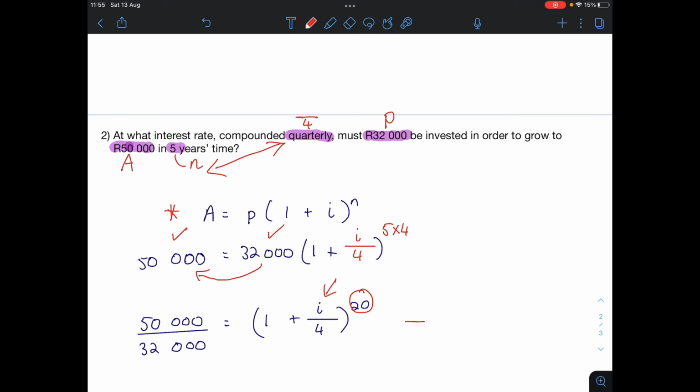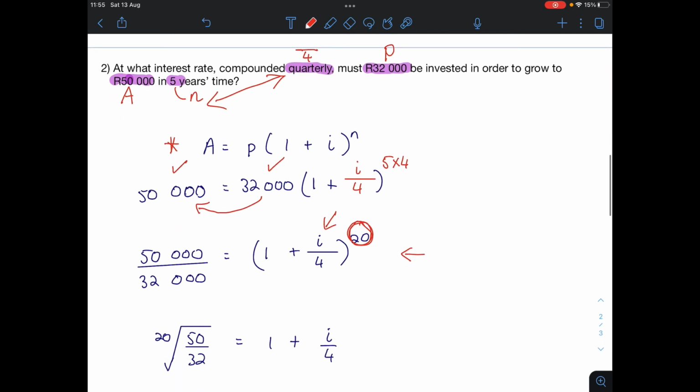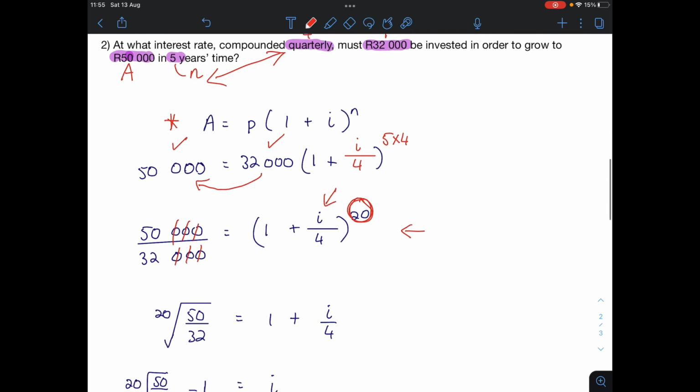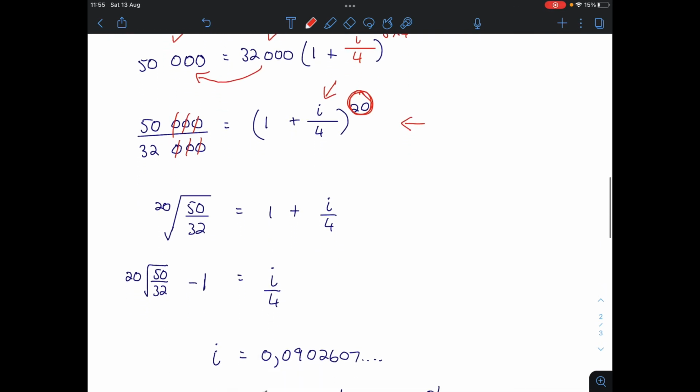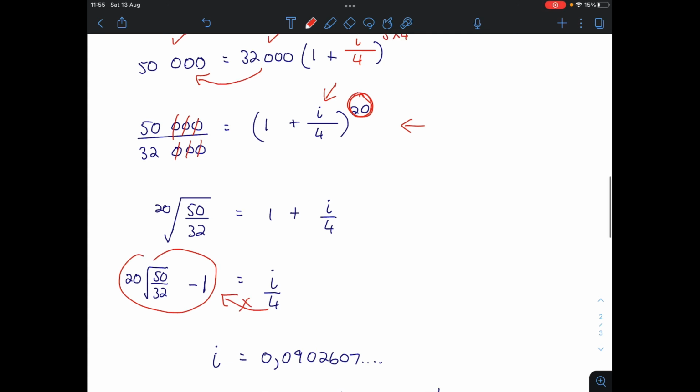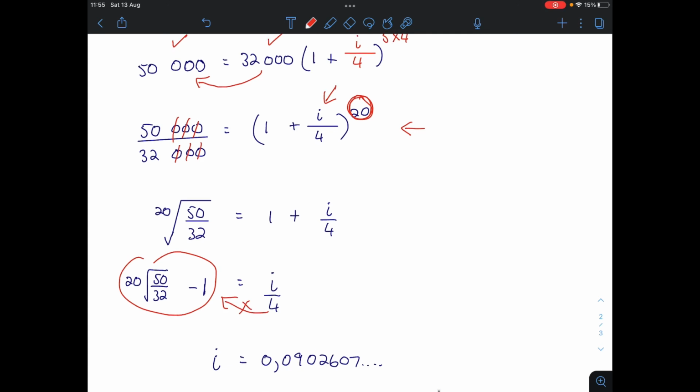That's what it looks like. Then we want to get rid of the 20 next. So that would mean we take the 20th root. All I've done is cancel these zeros here. Then the next step is to subtract the 1. And the final step, once I've subtracted the 1, is to times by the 4. And we end up with an I value of that. Now remember, that's not yet written as a percentage. So that's your I value.